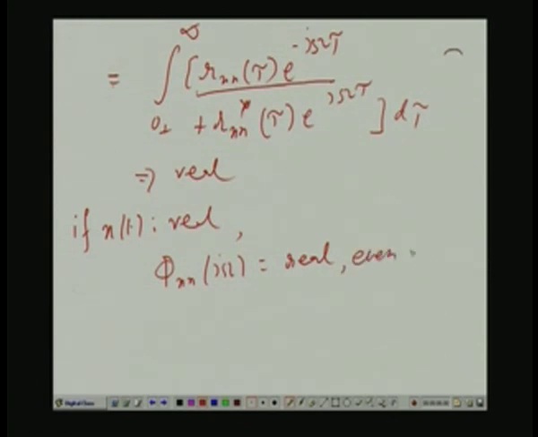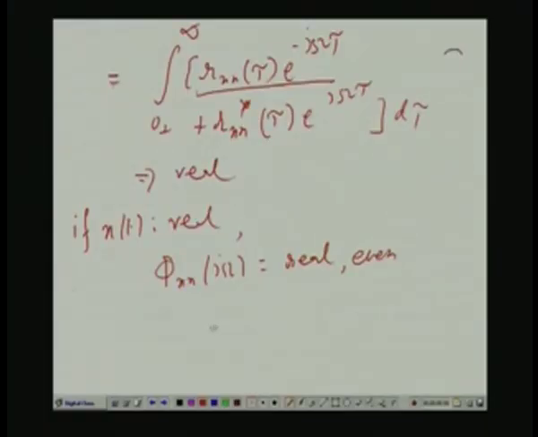Even means whatever value you have at omega, the same value you have at minus omega. That is not very difficult to see. In fact, what is phi x x j omega after all? It is the Fourier transform of the function r x x tau. So, if the function is real valued, its Fourier transform is even, we know. That is not difficult to show.